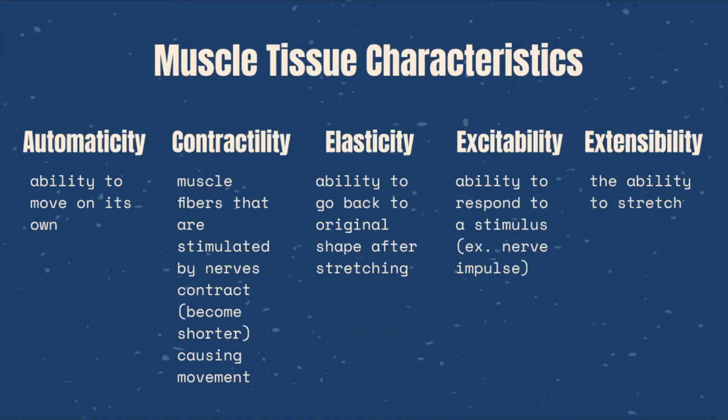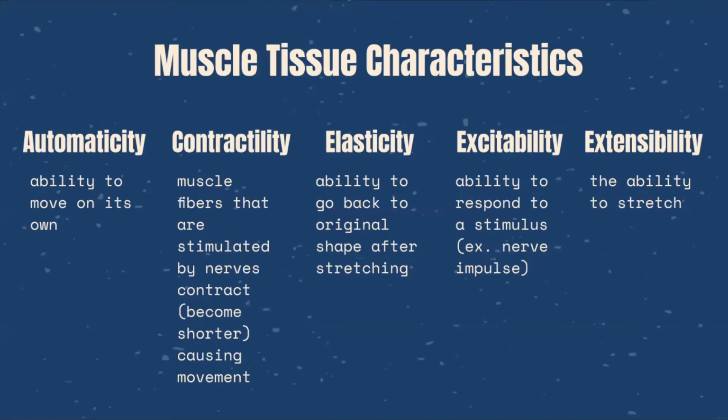We have elasticity. So when I say elasticity, what does that bring to mind? What word? Yeah, like rubber bands, elastic. So when they contract, they go back to normal. They go back to their normal shape. So they have that ability to do that.